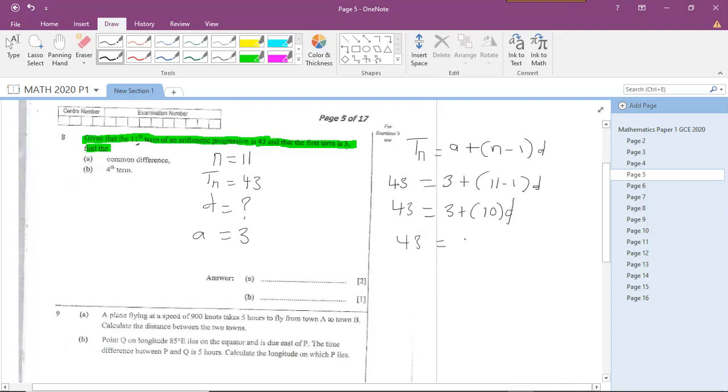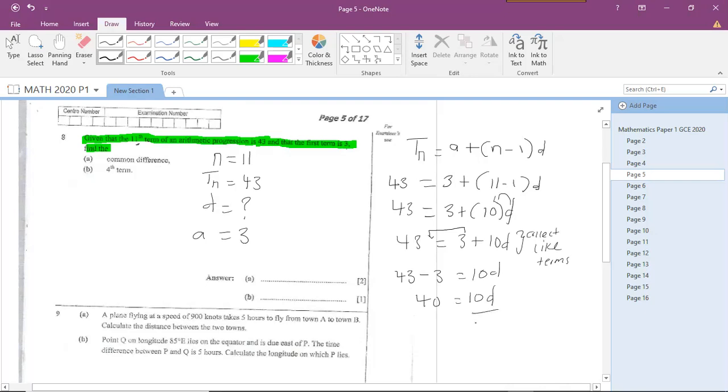43 is equivalent to 3 plus 10d. Now I'm expanding: 10 multiplied by d is 10d. We collect like terms here. So how do we collect like terms? The 3 crosses over. We're going to be left with 43 minus 3 is equivalent to 10d. This will be 40 equivalent to 10d.